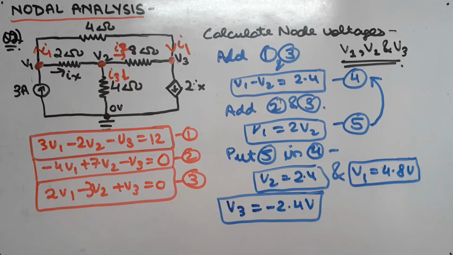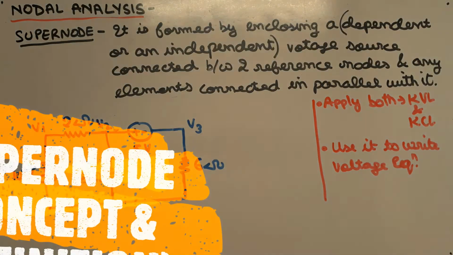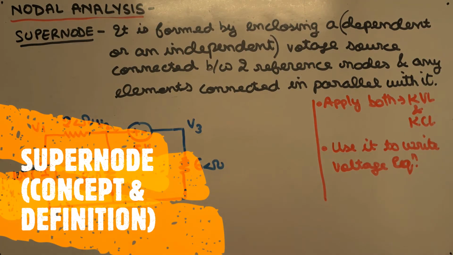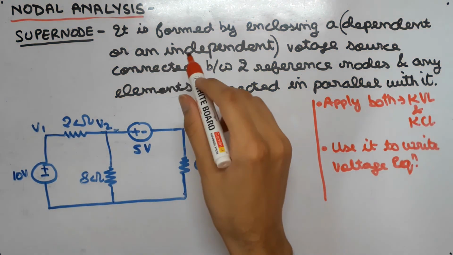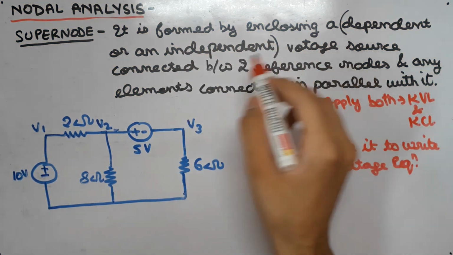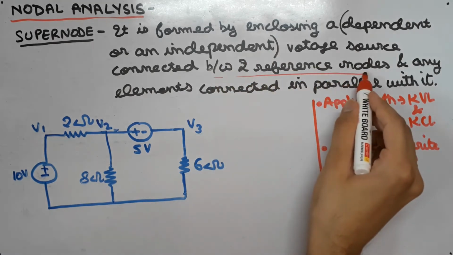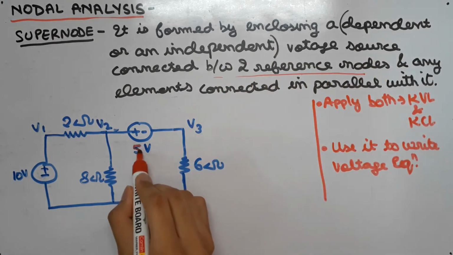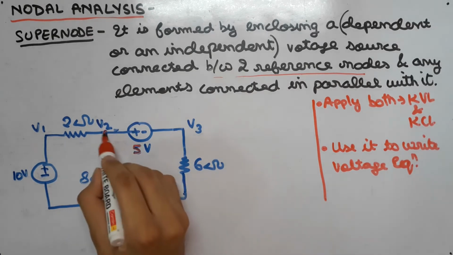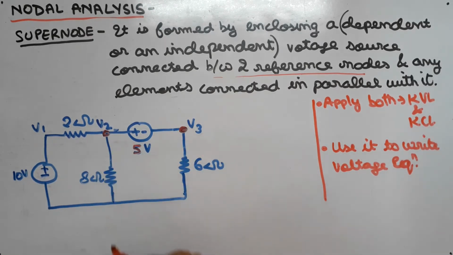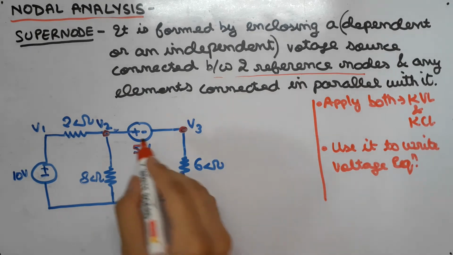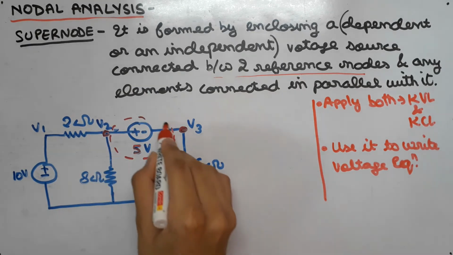Now we are going to do another question, that is question number 3, in which we will have a supernode, and we will discuss the concepts of supernode along with the question itself. Now first we will see the definition of a supernode. That is, a supernode is formed by enclosing a dependent or an independent voltage source connected between two non-reference nodes. That is, suppose we have an independent source over here which is connected between two non-reference nodes, that is V2 and V3. So this is a supernode.